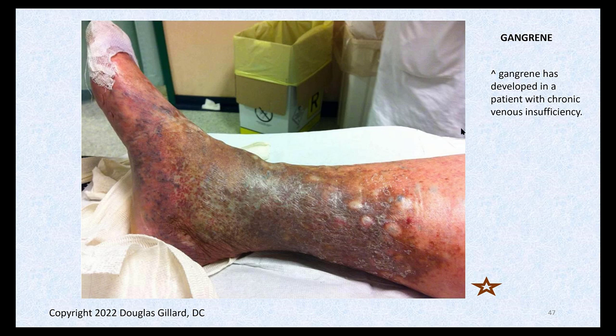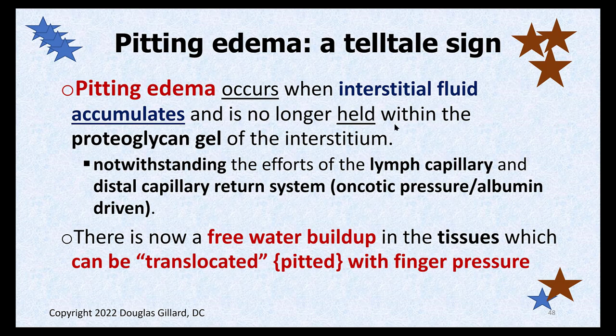So they're going to, preoperative, they have to remove this, right? They could die of septicemia if they don't get rid of this nasty thing. So gangrene. Pitting edema is a sure sign.